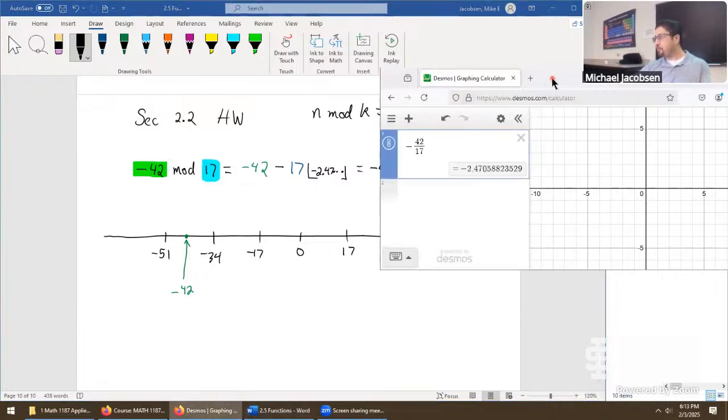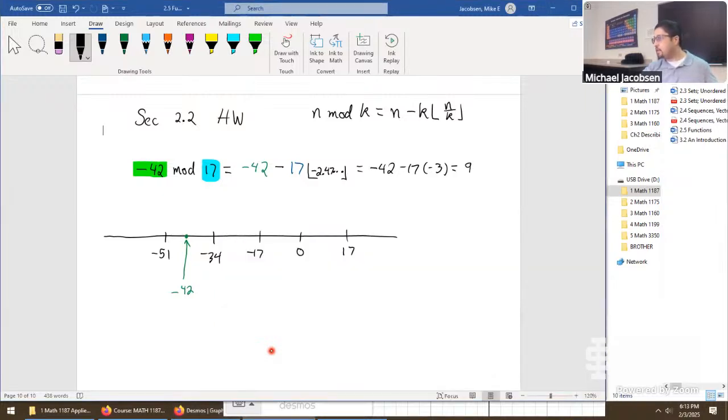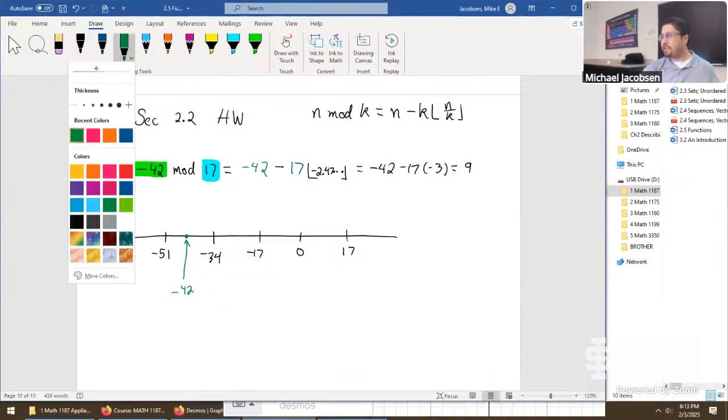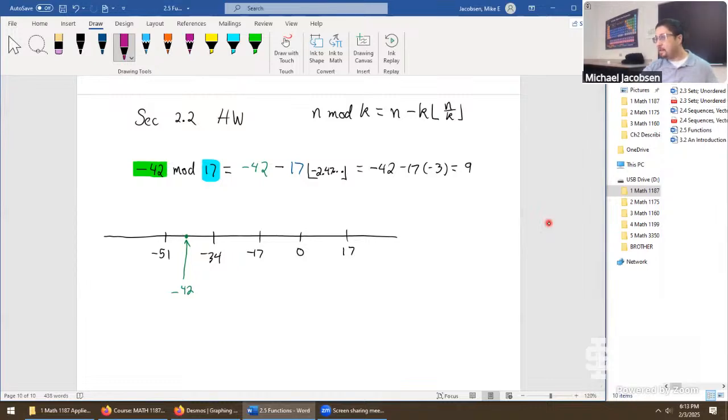Some more calculator work. Let's make decimals work hard for us today. Now, negative 42 minus 17 by negative 3 gives us a value of positive 9. And now my claim is, let's double check this on the graph. We produced the graph first after all, before computation. My claim is that the distance from here to here is exactly that value 9. So let's double check. Negative 51, negative 42. Yeah, there's a separation of 9.